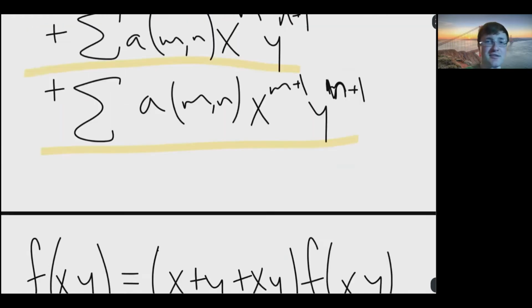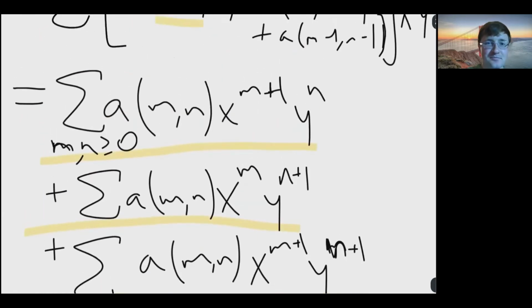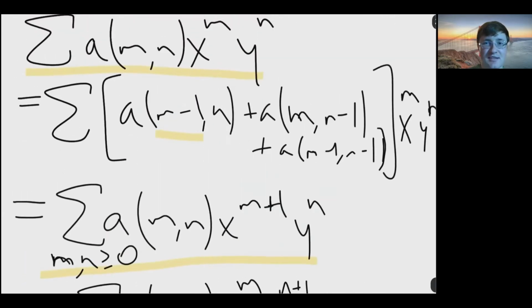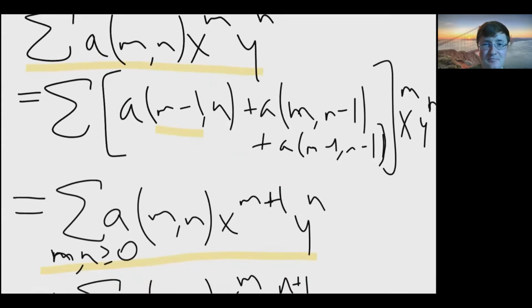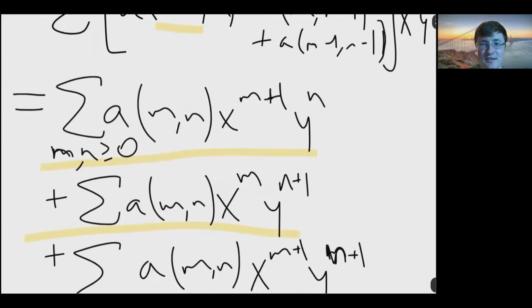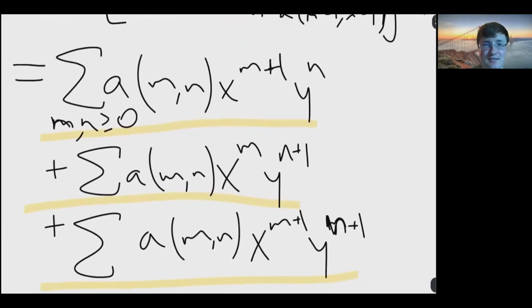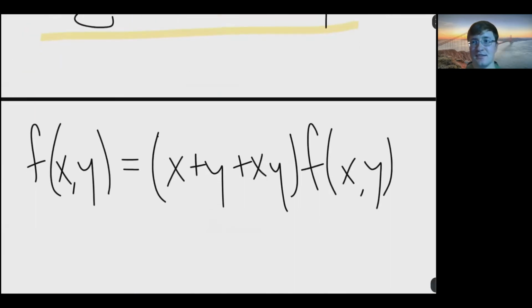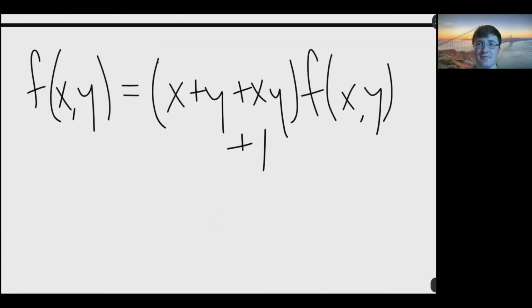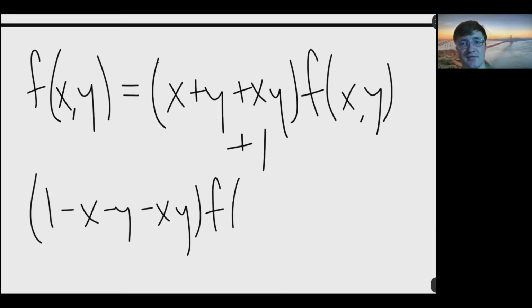Okay, well, almost. Because I am actually missing one term, which is the constant term. So I won't ever get the constant term from any of these sums. So I have to add that on. So I'm going to get a plus 1 there. Okay, so what does that give me? I move everything over except for the 1. I get 1 minus x minus y minus xy, f of xy equals 1.